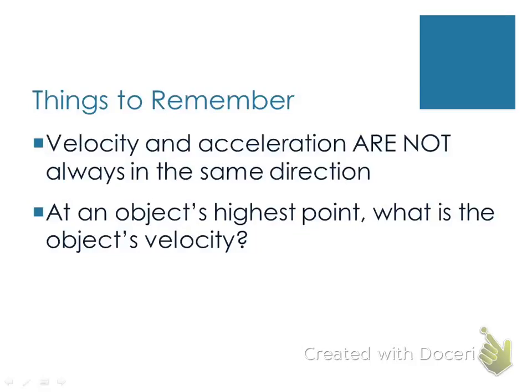Something to remember, velocity and acceleration are not always in the same direction. Consider the problem that we just did. We threw a ball into the air with a velocity of positive 15 meters per second, yet our acceleration was gravity, which is negative. So velocity and acceleration do not always have to be in the same direction. They don't always have to have the same sign.